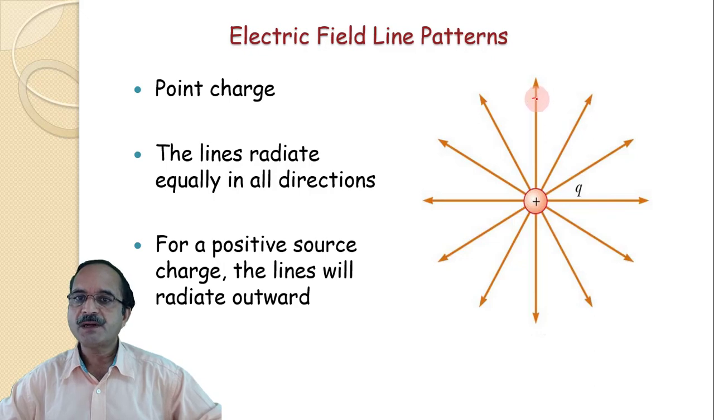Now, if some positive test charge is kept at this point, this positive test charge will experience repulsive force because of this charge Q. So this line indicates the force experienced by a positive test charge. Similarly, if I keep a positive test charge at any other point, these are the lines indicating the force experienced by a positive test charge. So by default, the test charge is always assumed to be positive.